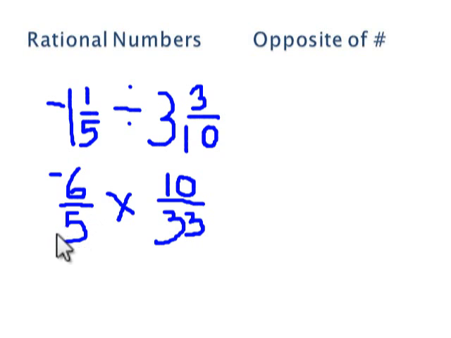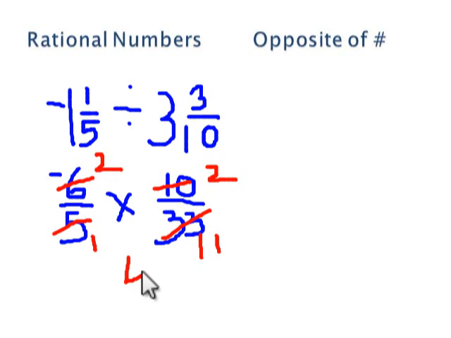So we're going to cancel the 5 and the 10. And we can also cancel the 6 and the 33. Divide those both by 3. Divide 33 by 3, get 11. And so 2 times 2 is 4. 1 times 11 is 11. And since I have a negative times a positive, my answer is going to be negative.